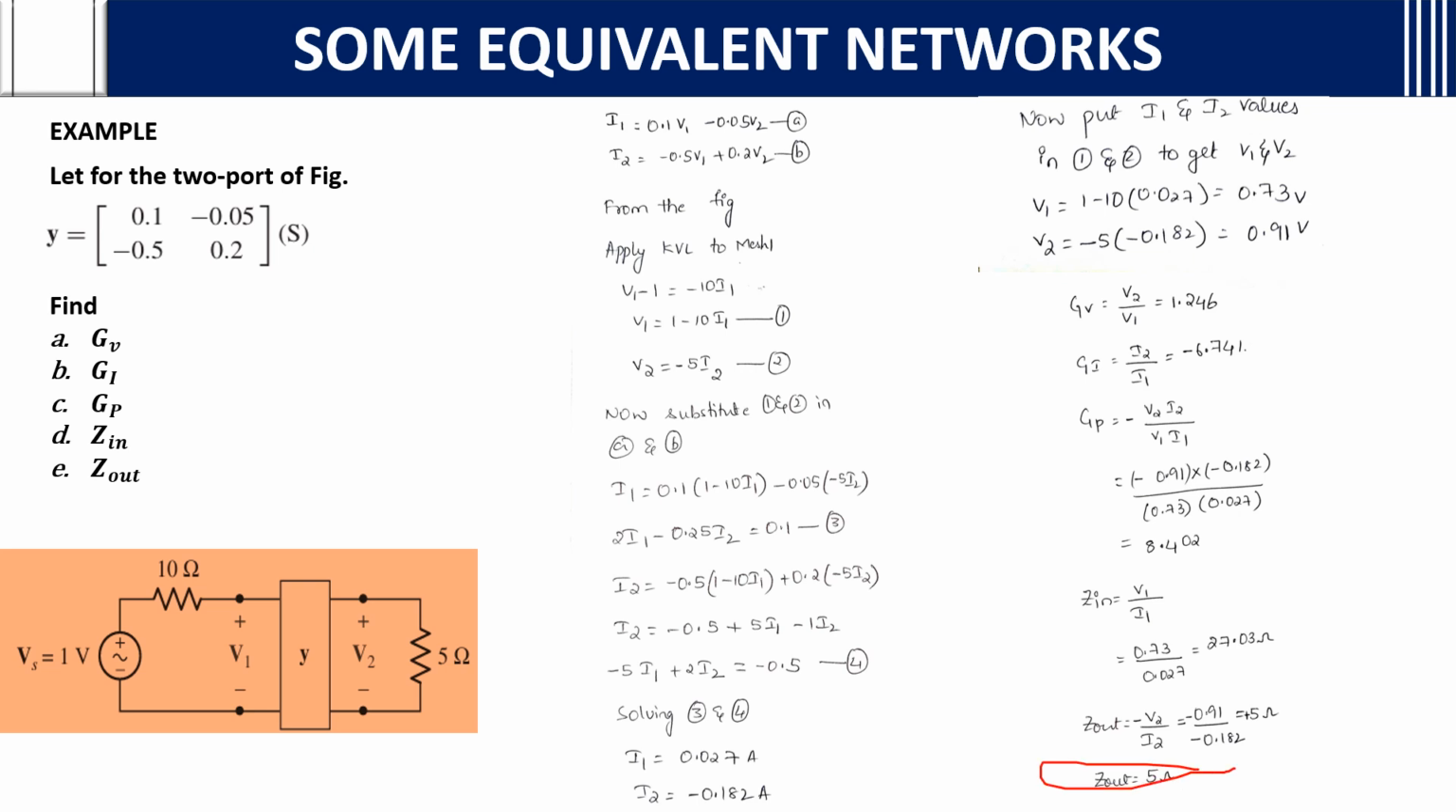So simple it is. You need to apply KVL initially. After applying KVL, you substitute V1 and V2 in terms of I1 and I2, and you will get the I1, I2 values. We want the I1, I2 and V1, V2 values. After finding them, you substitute in the formulas and you will get all the values: GV, GI, GP, Zin and Zout. So easy.